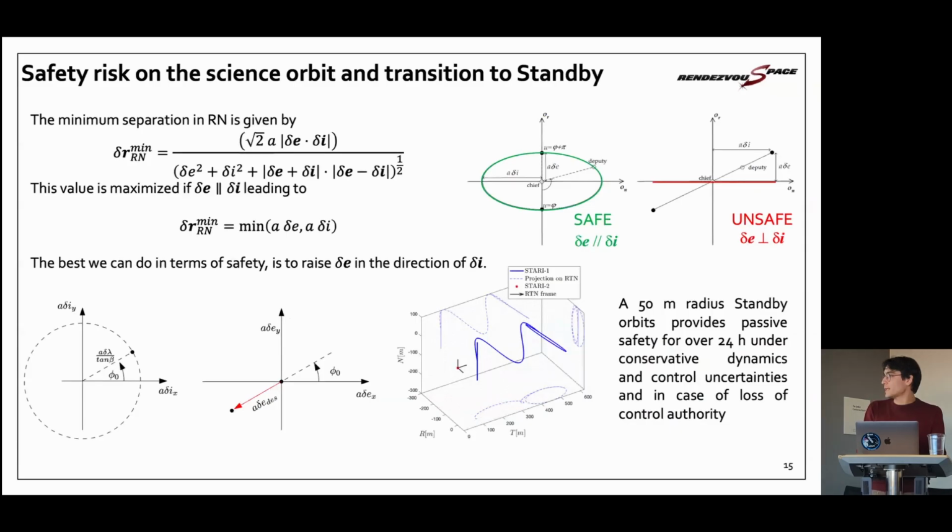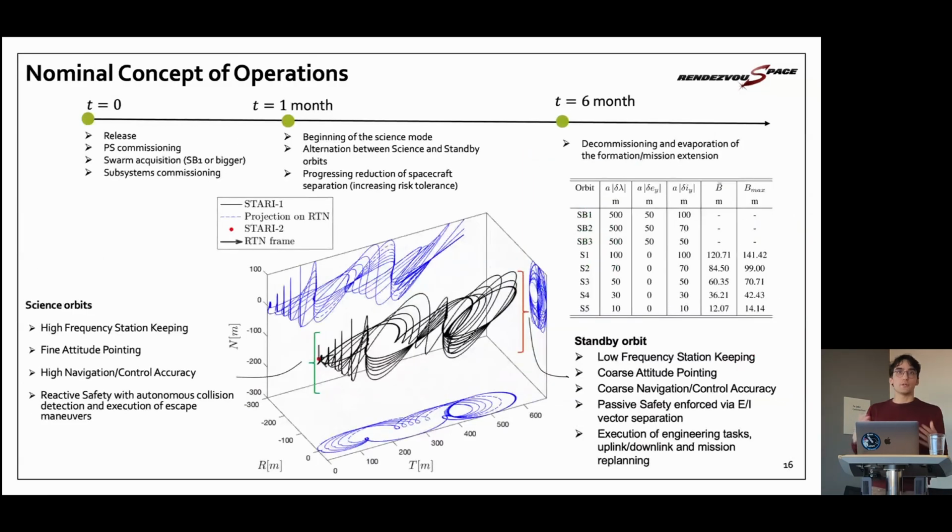And so the main idea is that we can transition between one science campaign and the next one from a science orbit to the standby orbit. An example of this transition is shown here. The radius of the standby orbit can be tuned depending on the safety margin that we want to have. So this is the general overview of the mission ConOps.